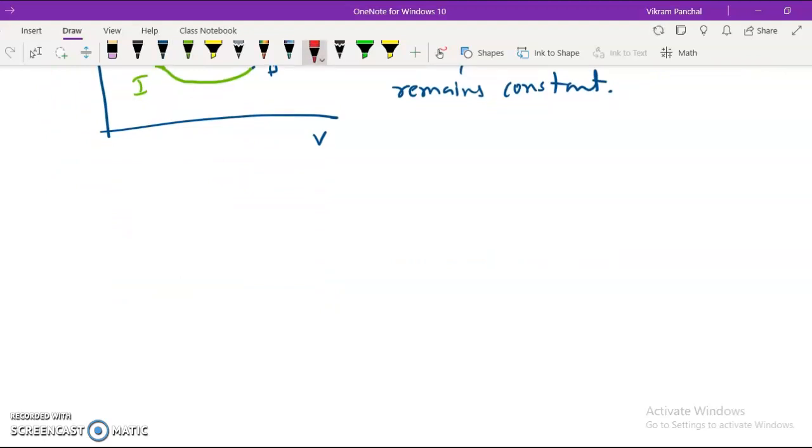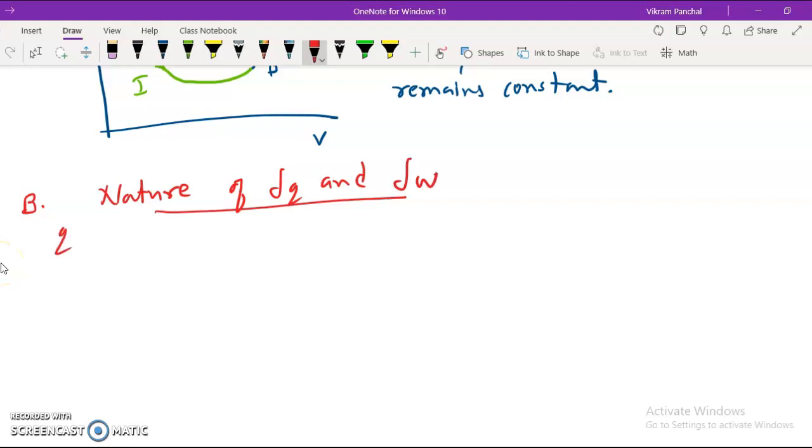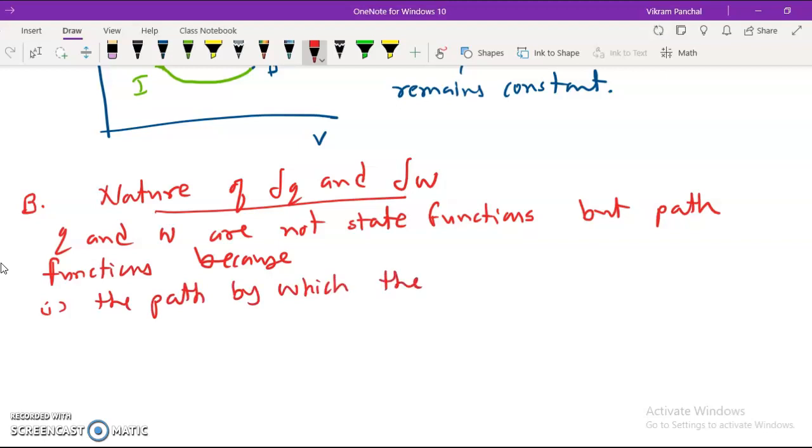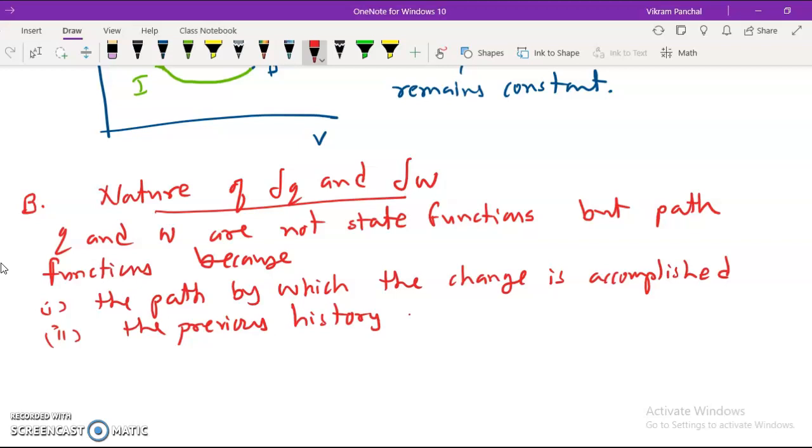Now the second one, the nature of del Q and del W. So Q and W are not state functions. Heat and work are not state functions. Remember, that means these are path dependent. So they are called path functions. Because first, the path by which the change is accomplished, and second, the previous history of the system.